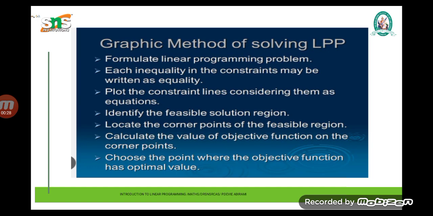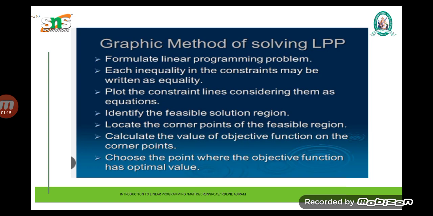First, we have to formulate the linear programming problem. They will give a case study problem. For that, we have to write a linear programming problem. Each inequality in the constraints may be written as equality. For example, if there is a greater than or equal to symbol, we have to change it to equality to solve by graphical method. Plot those constraints as lines, considering them as equations. We have to consider the given equations and solve them. By solving those equations, we will get points. Those points should be plotted in the graph so that we will have a straight line.